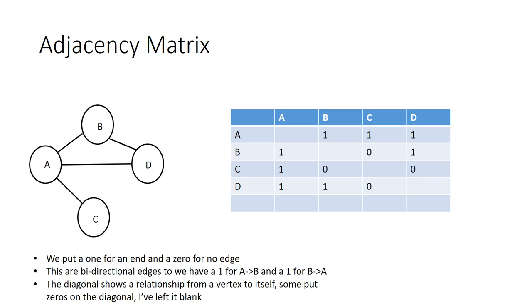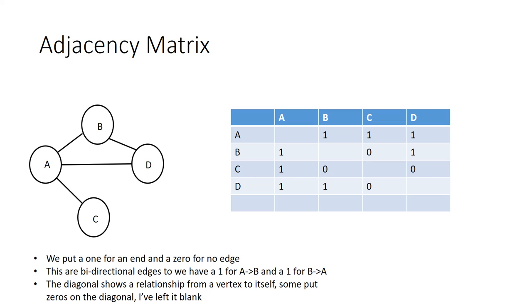Now, you'll notice that these are bidirectional, so I'll have a corresponding 1 to indicate the edge going the other way. So if I read down the column labeled A, I'll see that I have a relationship to B and a relationship to C and a relationship to D. So A goes to B, B also goes to A, A goes to C, C also goes to A, and so forth. You'll notice the diagonal I've left blank.